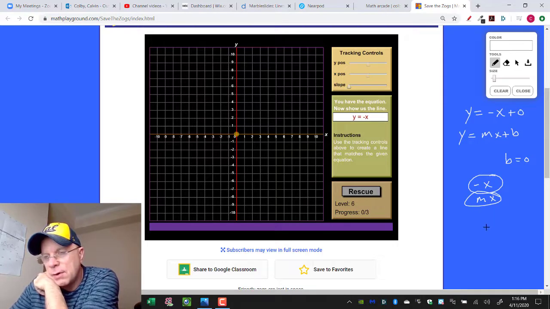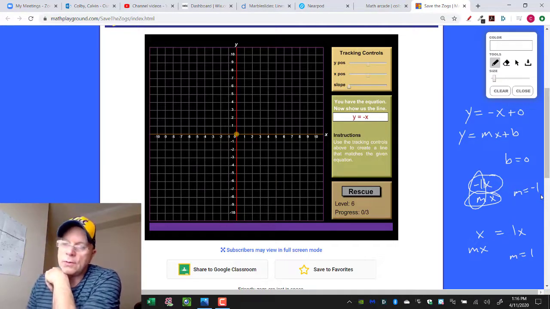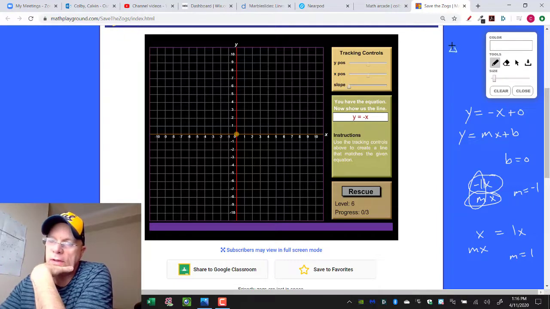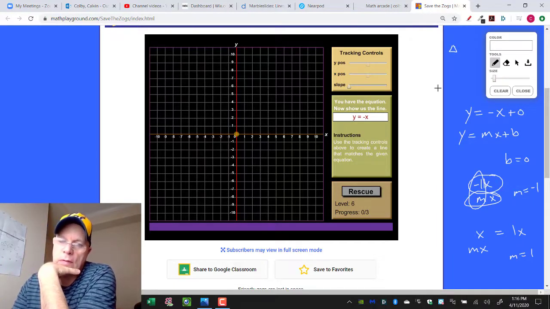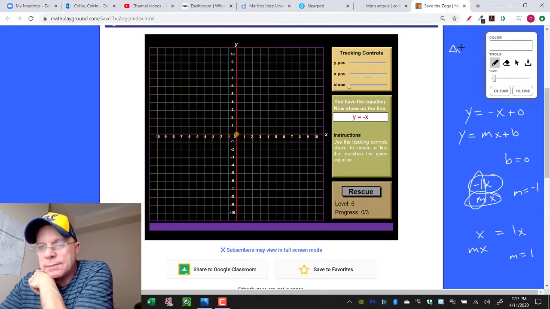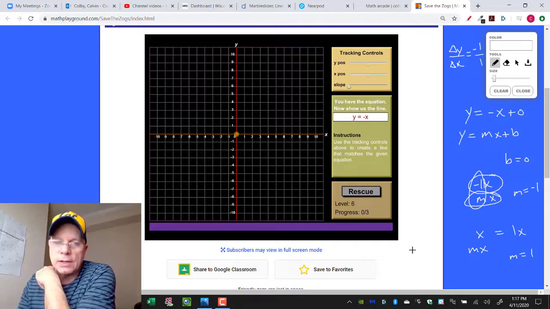What if my variable term was x? What would m be? x equals 1x. So in this case, m would be 1. Negative x is the same as negative 1x. So m is negative 1. So if my slope's negative 1, okay, delta y over delta x, negative 1 over positive 1 would be negative 1.